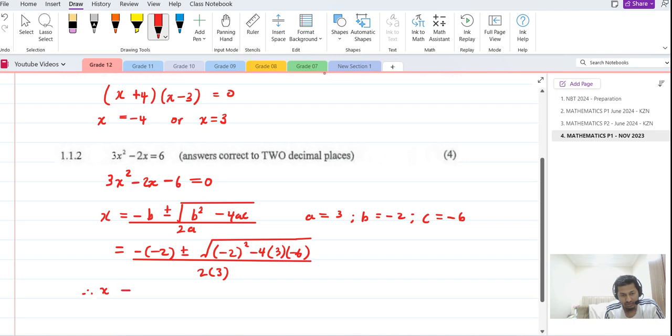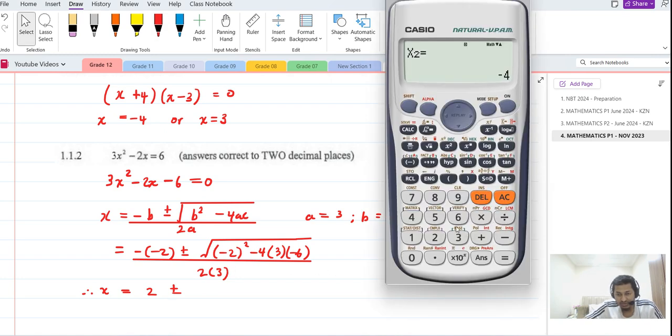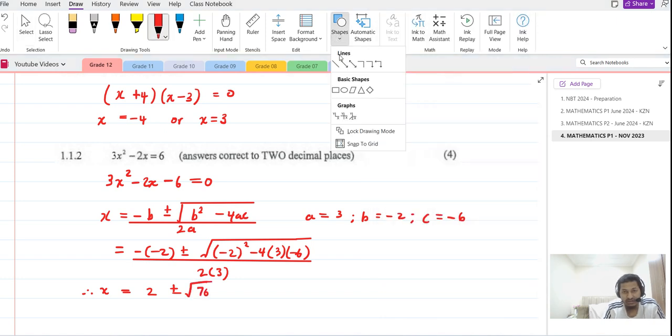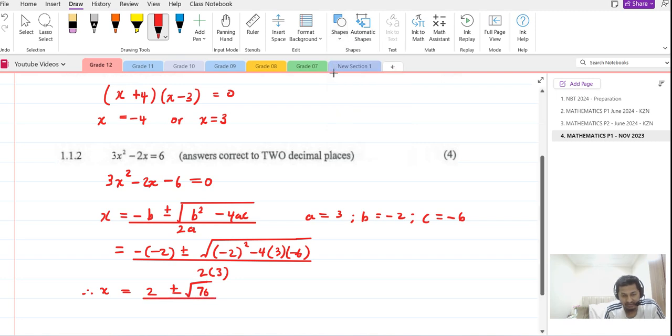Therefore x equals, let's try to simplify this, 2 plus minus the square root of, that should give me the square root of minus 2 squared is 4, minus and minus will give me, okay, let's just put it in, 4 minus 4 into 3 into negative 6. So the inside of the square root I'm getting 76, divided by 6. Now sometimes what they do is they tell you to write the answer in surd form.